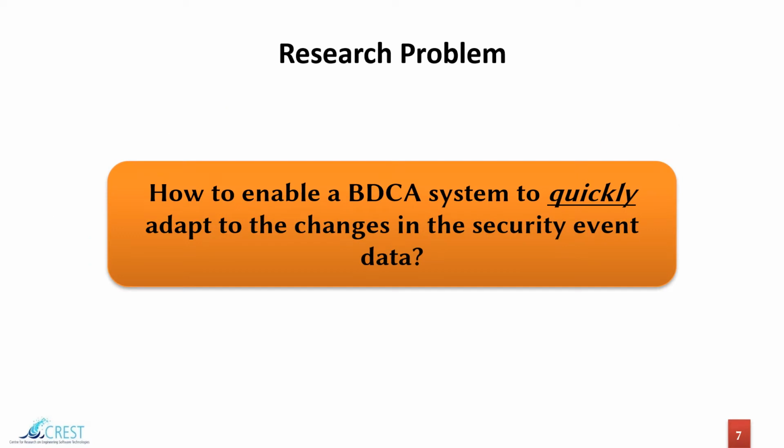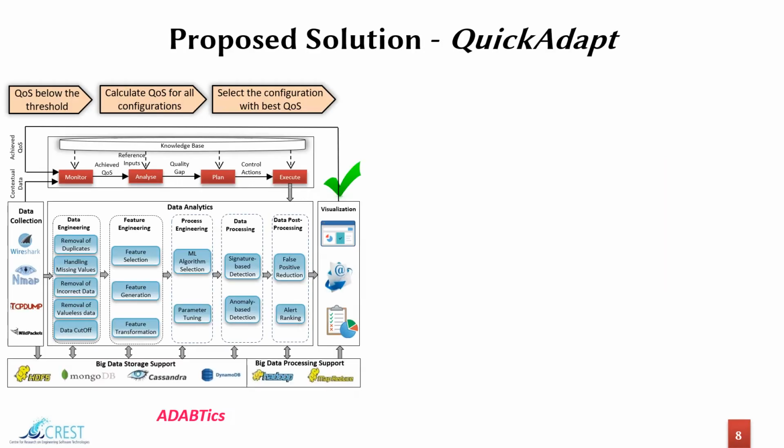Now that led us to the research problem addressed in this paper: how to enable a BDCA system to quickly adapt to changes in the security event data, which means that the adaptation time is high and we have to reduce it. So this is what we did in the previous paper. We call that approach Adaptics, and the main idea was: whenever there is a change in the data set, calculate the quality of service, and if it is below the threshold region, then calculate the quality of service for all the available configurations and select the configuration with the best quality of service.